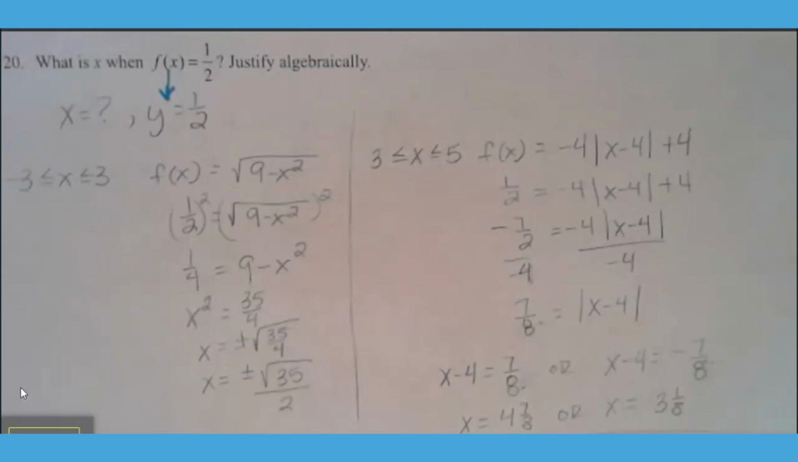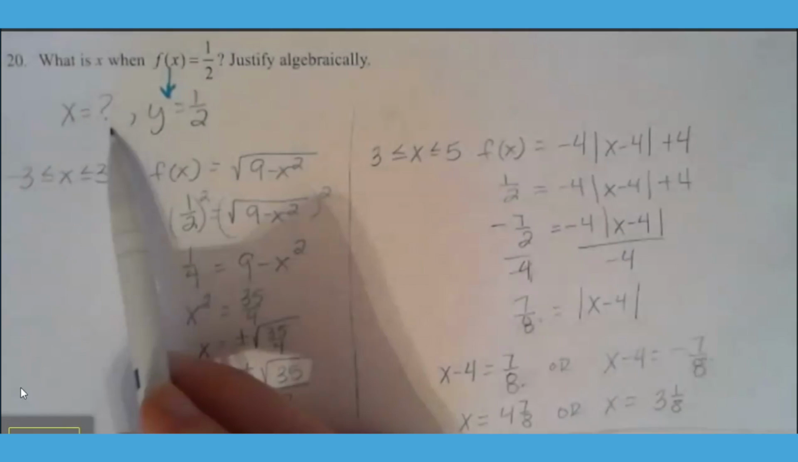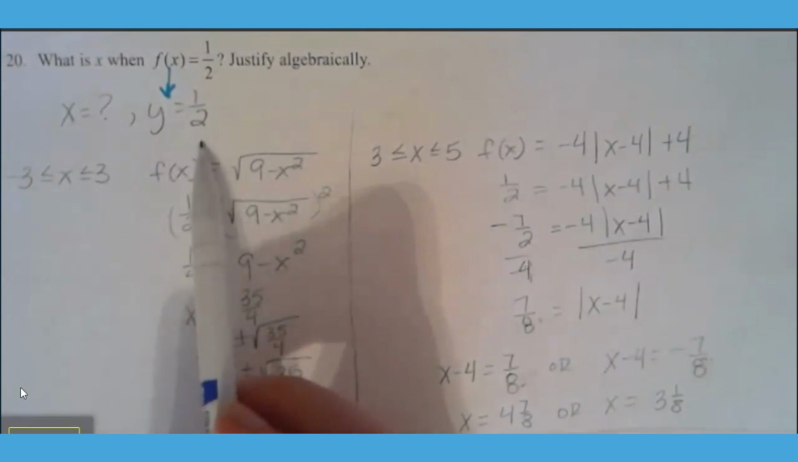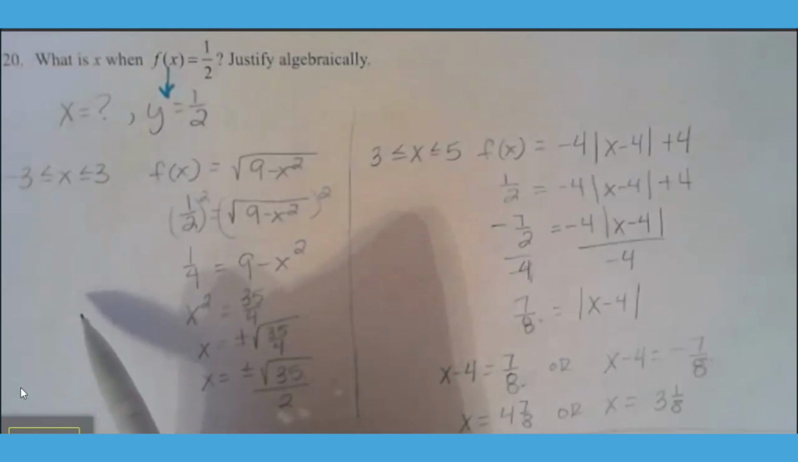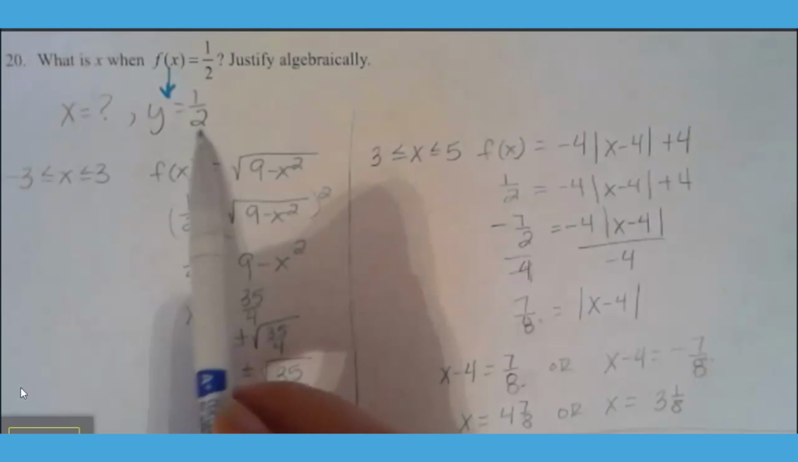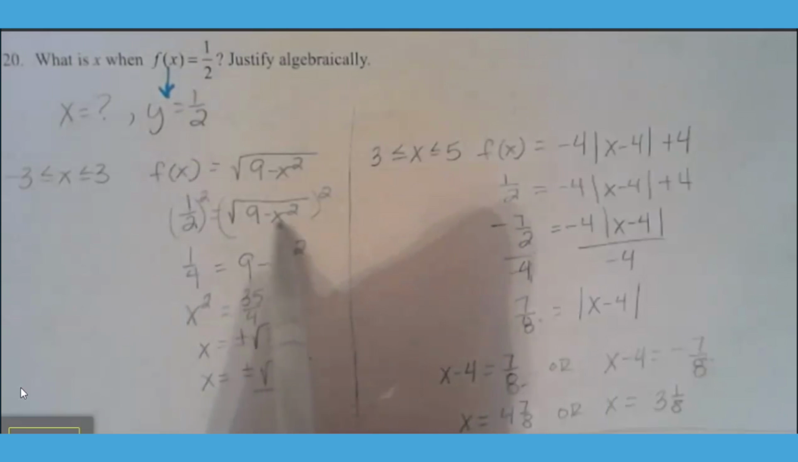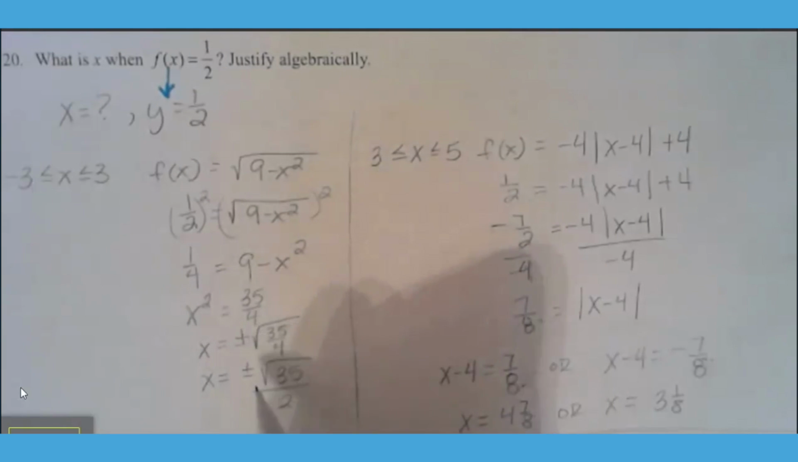So what I always try to have my students do is to tell me what the question is asking them. The question is asking, what is x when f of x or y is equal to 1/2? And so now I simply have to take those 5 functions that I dealt with previously, substitute in a 1/2 for my f of x, and then I'm only left with the variable x, and I can solve for x.